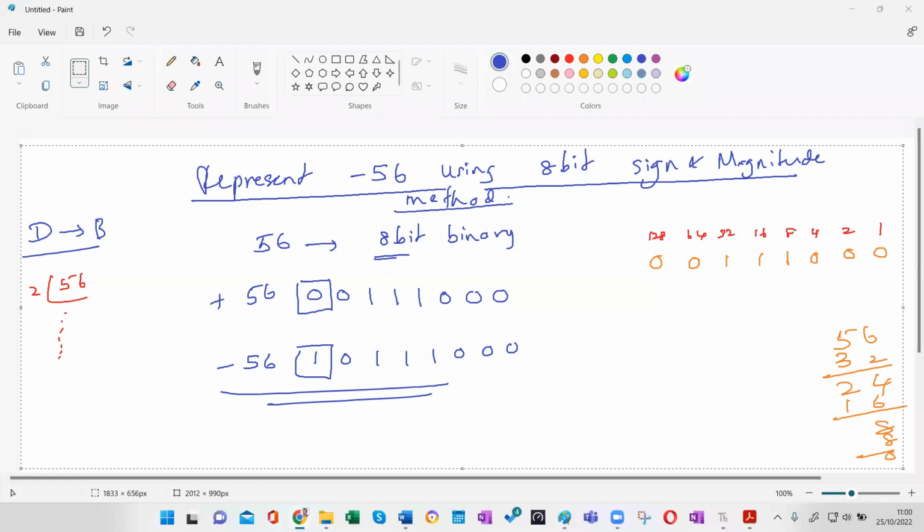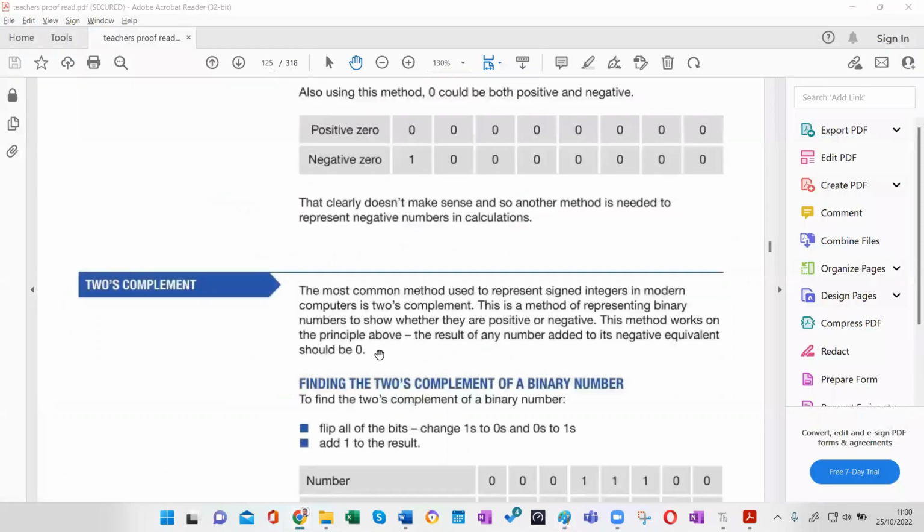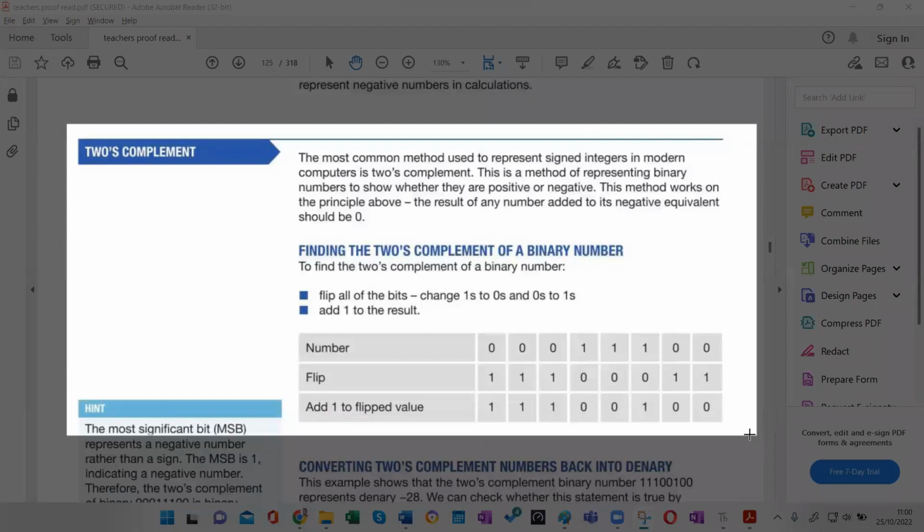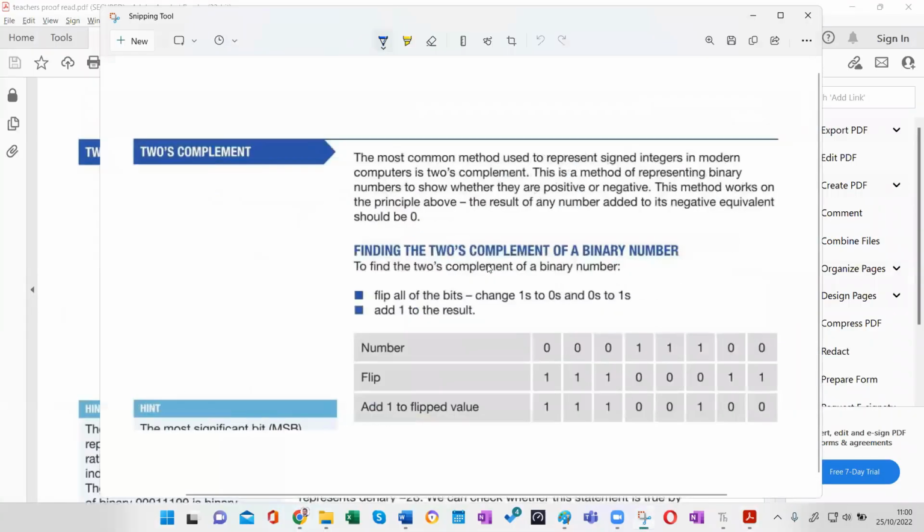Okay, I'll take 5 minutes of your time. The next one we are going to learn is called the 2's complement method. Now this one is a bit difficult, a little bit more difficult than the previous one. This is the second method we use to represent negative numbers. The most common method used to represent signed integers in modern computers is the 2's complement method. Right? At the beginning it will be a bit confusing, but really easy.